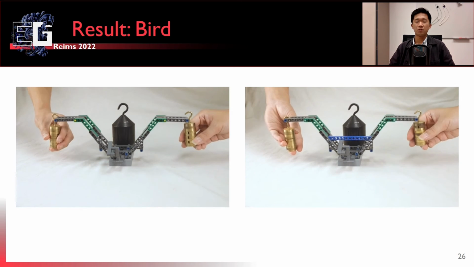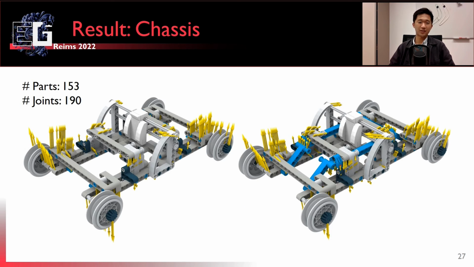And we have an even more complicated example using Lego technique, which is this car chassis. It has more than 150 parts in the initial configuration. And our method still computes the worst case loads and suggests new parts for us to add. And we use some new parts to reinforce the car chassis to make it more structurally rigid.